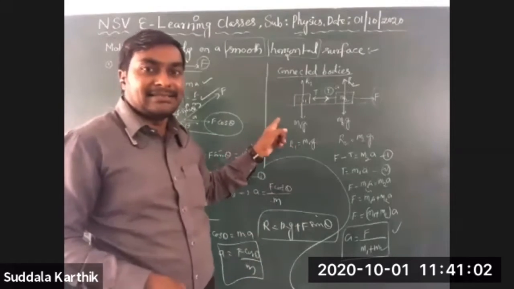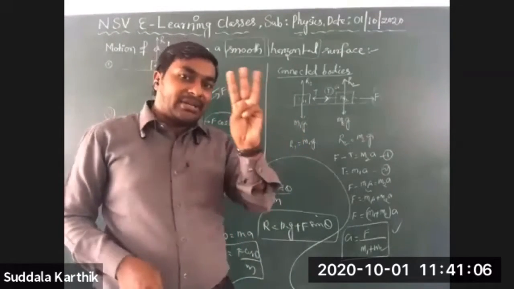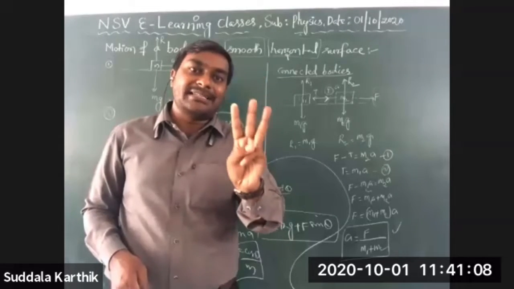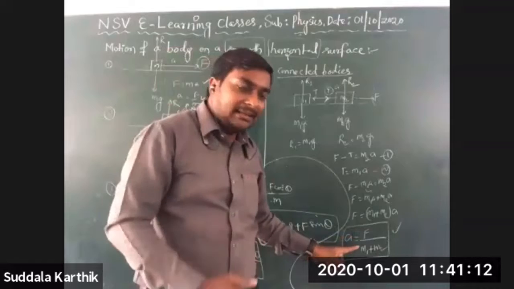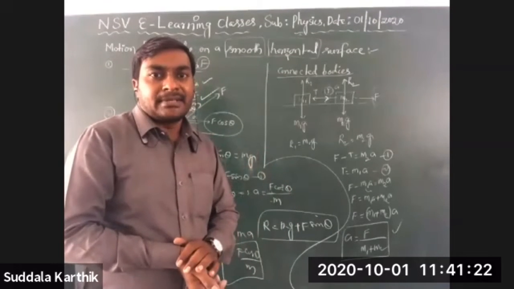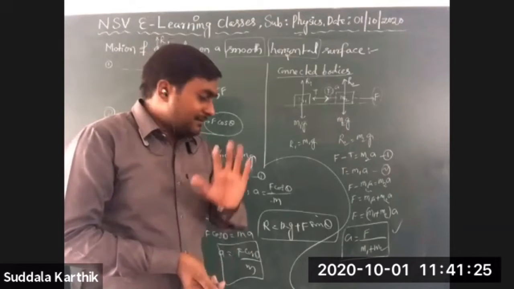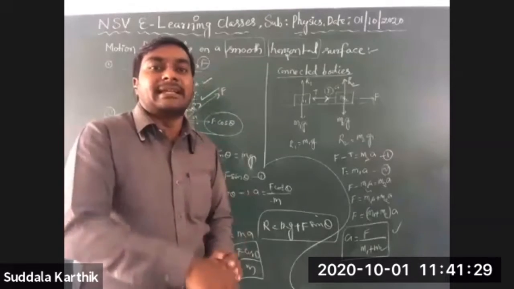You can guess the acceleration of the three bodies. Common acceleration of the three bodies you can also get. What is that? Can anyone say? A equals F by M1 plus M2 plus M3. Very good. I was expecting that from you. A is equal to F by M1 plus M2 plus M3.